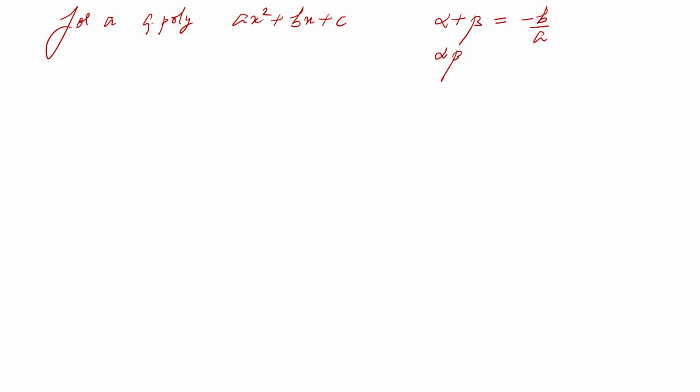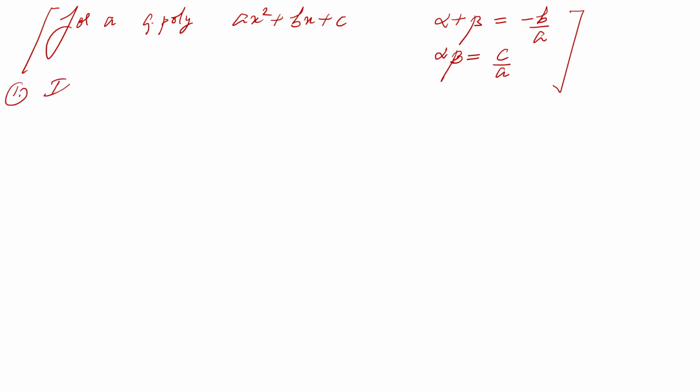In the earlier lecture, we have studied that for a quadratic polynomial ax square plus bx plus c, the sum of zeros is equal to minus b by a, that is minus the coefficient of x divided by coefficient of x square. And the product of zeros is equal to c by a, right? So this thing you have to remember, and on this basis we'll take up few questions.